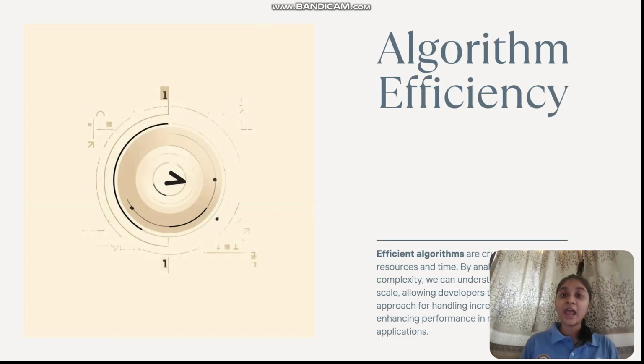Now we will see algorithm efficiency. Not all algorithms perform tasks with the same speed or efficiency. Some algorithms take much longer to process the data, especially when the amount of data increases. To measure this efficiency, programmers use concepts such as time complexity and big O notation.